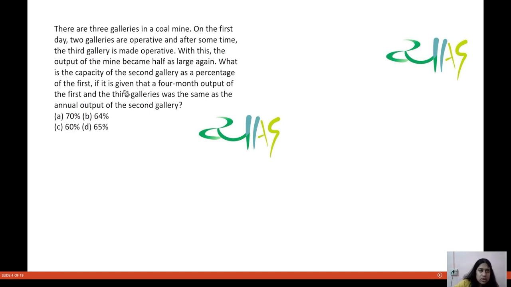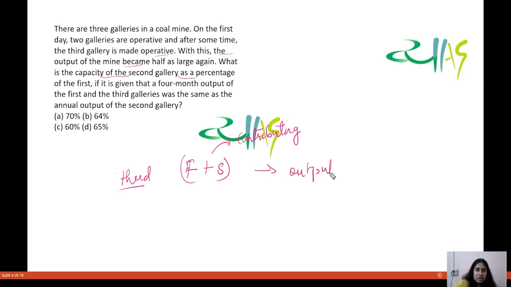Okay, fine. Now see what the question is saying. On the first 2 days, two galleries are operative, and after some time, the third gallery is made operative. So when the third gallery is operative, the output of the mine becomes half as large again. So that means first and second are contributing something, and the third one is adding 50% of it. What first and second are adding, the third one is adding 50% of that to the output.